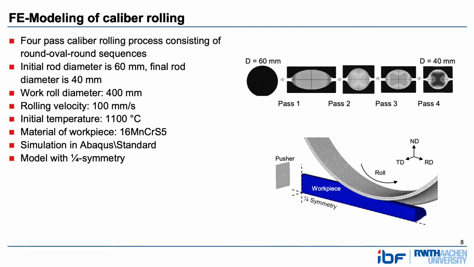In this simulative study, we investigated a four-pass caliber rolling process consisting of a round-over-round sequence as an example. This roll sequence is frequently applied in the industry because of its favorable temperature distribution and smooth operation. In this process, the initial roll diameter is 60 millimeters, and the final roll diameter is 40 millimeters. That means an area reduction of around 56% is applied in the four rolling passes. And some process and model details are also shown here.